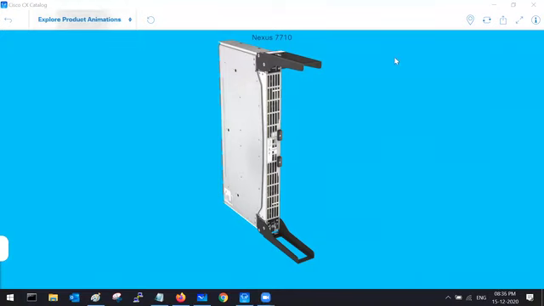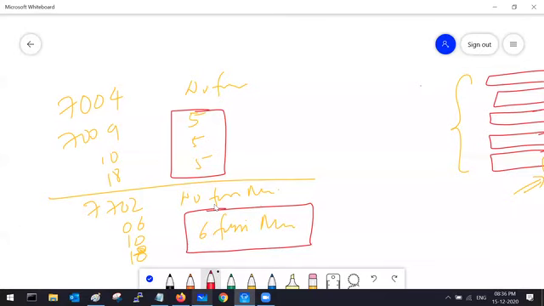All right. So I think everyone is clear so far with the hardware of Nexus 7K. Let us now go on to the hardware of Nexus 9K.